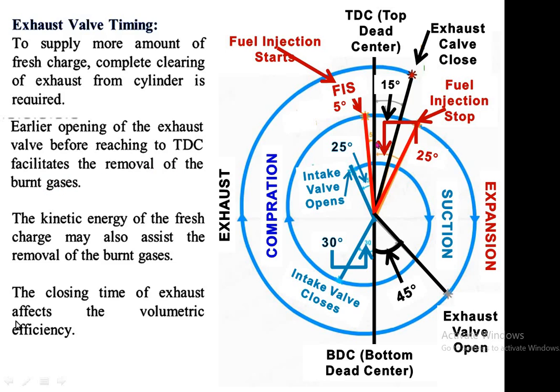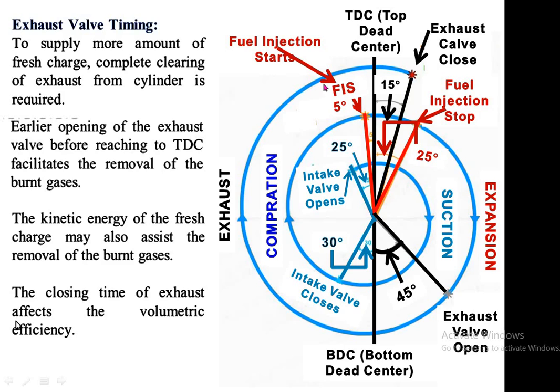See here, this is the power stroke. In the power stroke, or we can say expansion stroke, the piston travels from top dead center to bottom dead center, and at that time, 45 degrees of crankshaft rotation before the piston reaches the bottom dead center, the exhaust valve starts opening. So early opening of the exhaust valve facilitates the full opening of the exhaust valve, and that's why during the whole exhaust stroke the burnt gases can be easily expelled out from the cylinder, and that's why more fresh air can be accommodated in the suction stroke.